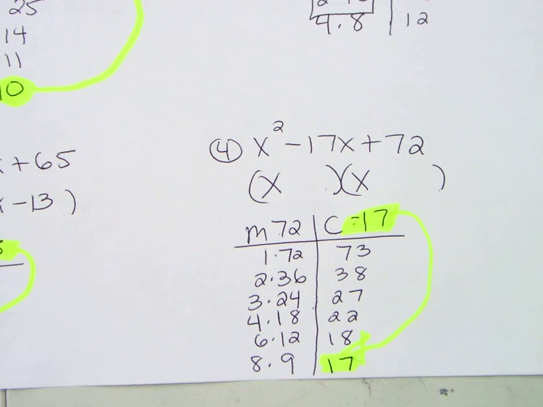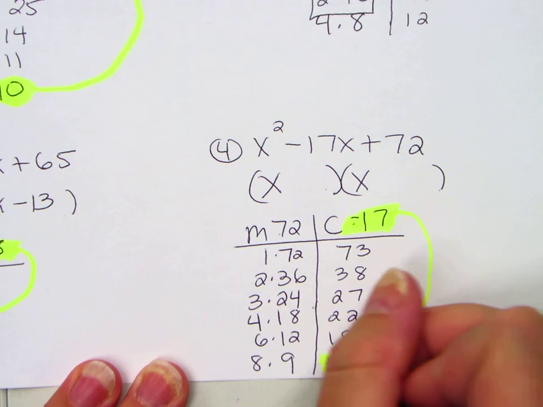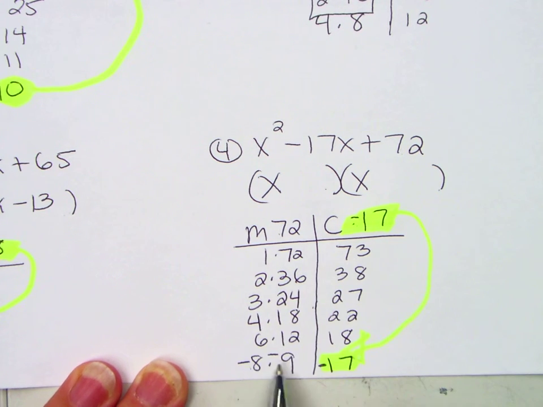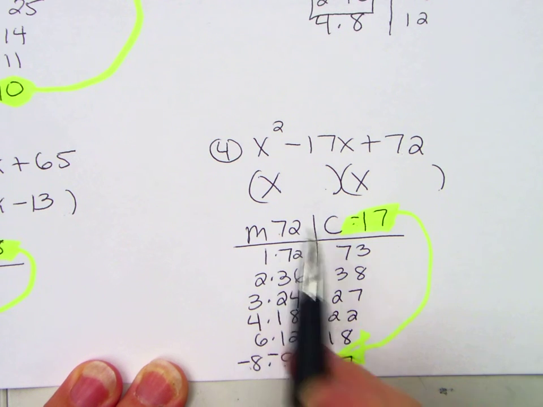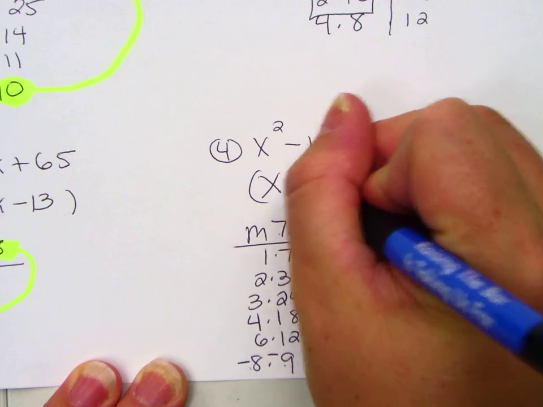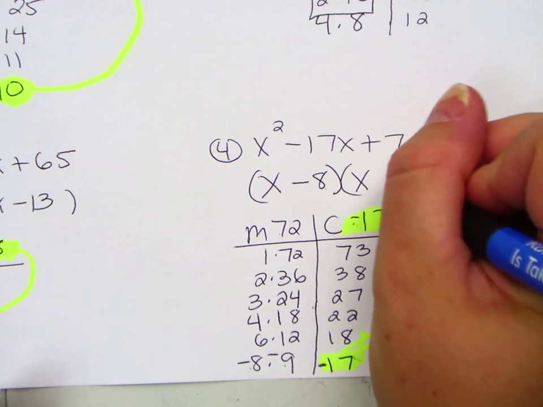All right, 17. Now, again, the sign is wrong. They both have to be negative. A negative times a negative is a positive. A negative plus a negative is a negative. So negative 8, negative 9. All right. Next one.